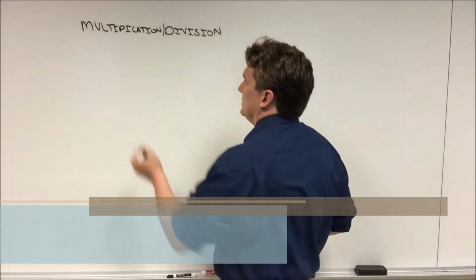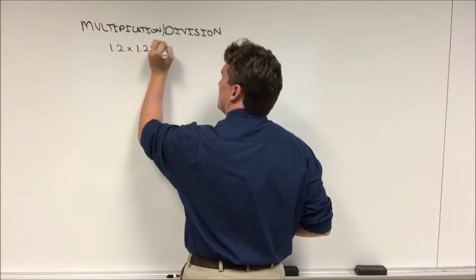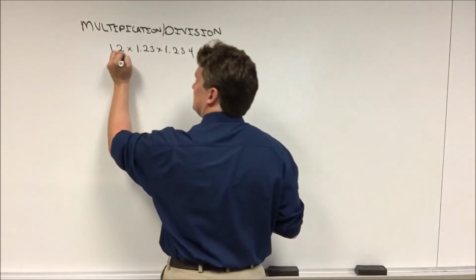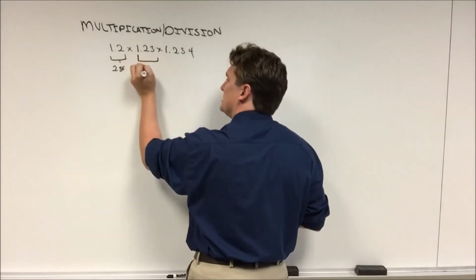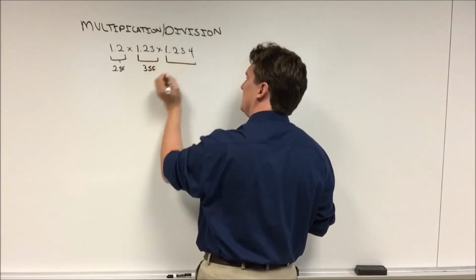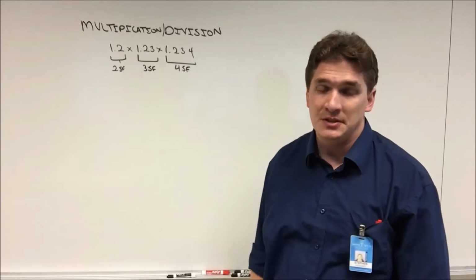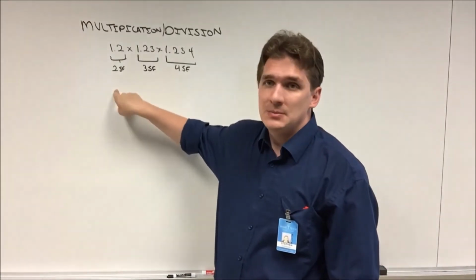So let's say you had 1.2 times 1.23 times 1.234. Our first number has two significant figures. Our second number has three significant figures. And our third number has four significant figures. So step one, count the sig figs of each and every number. Next step, go through and figure out who has the least number of significant figures.